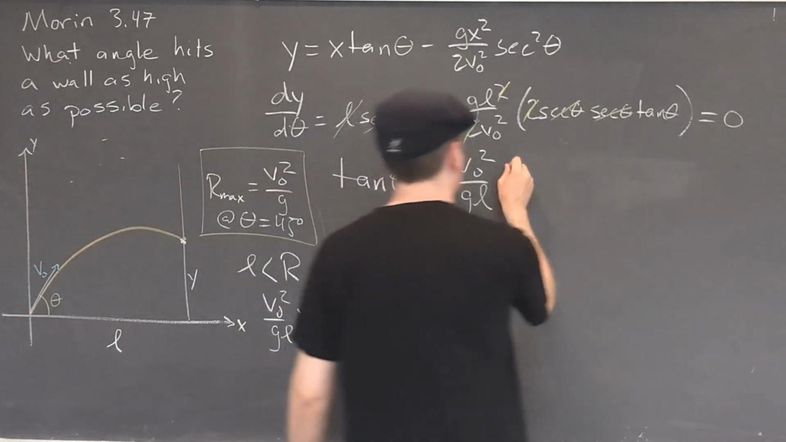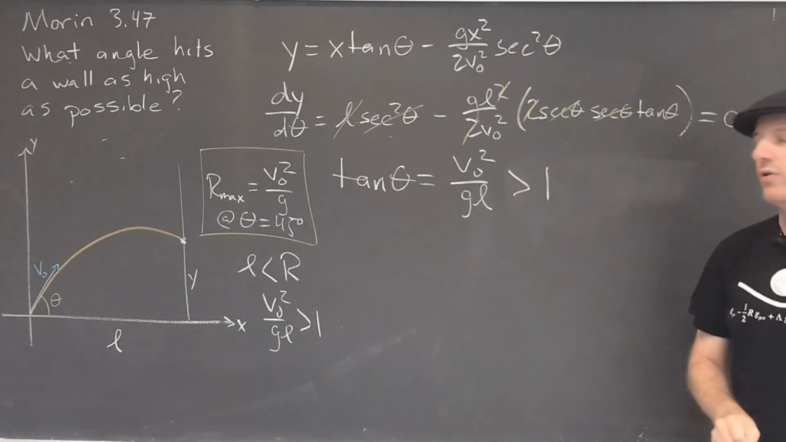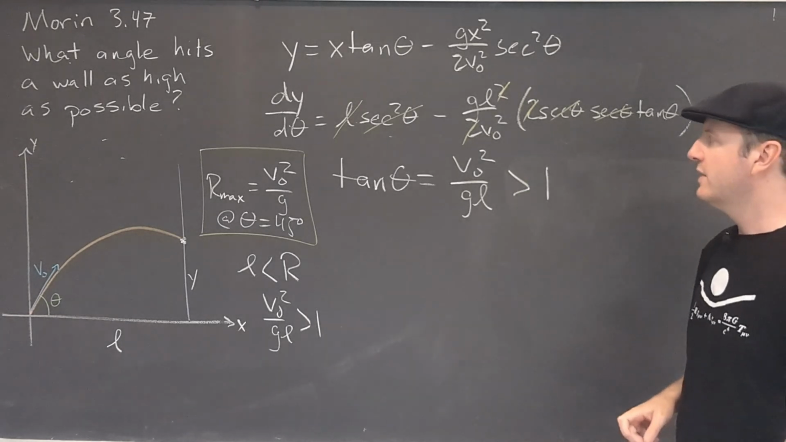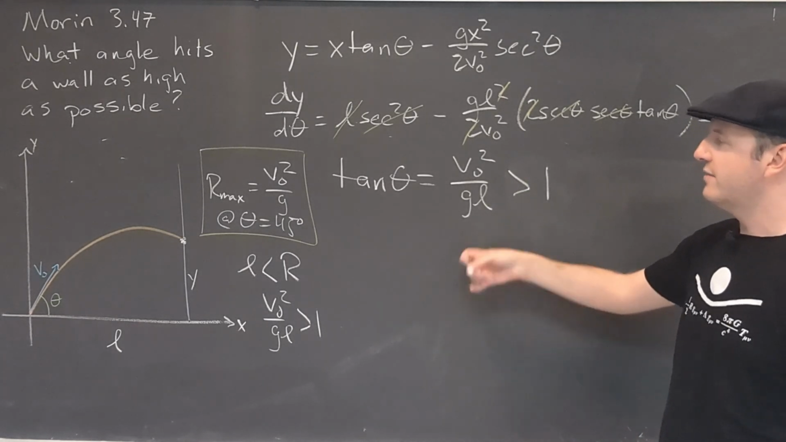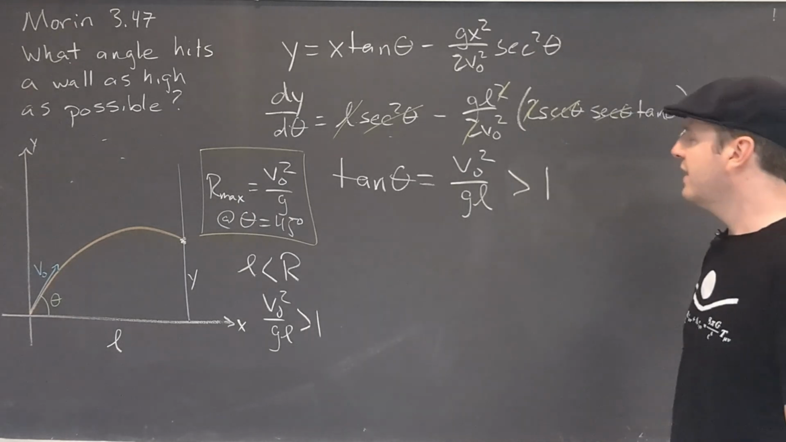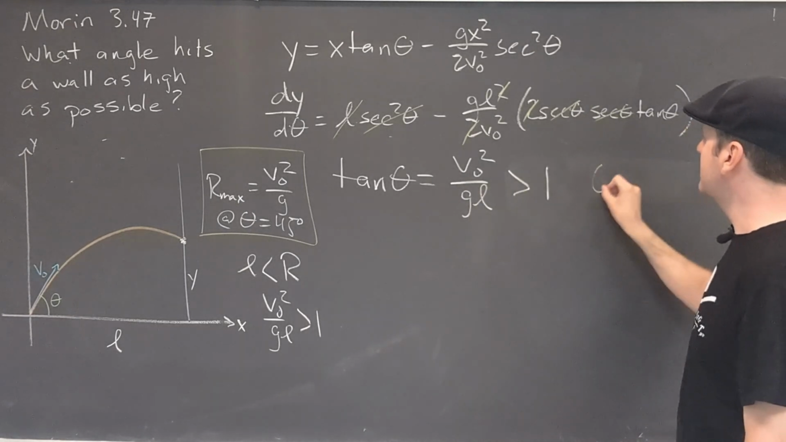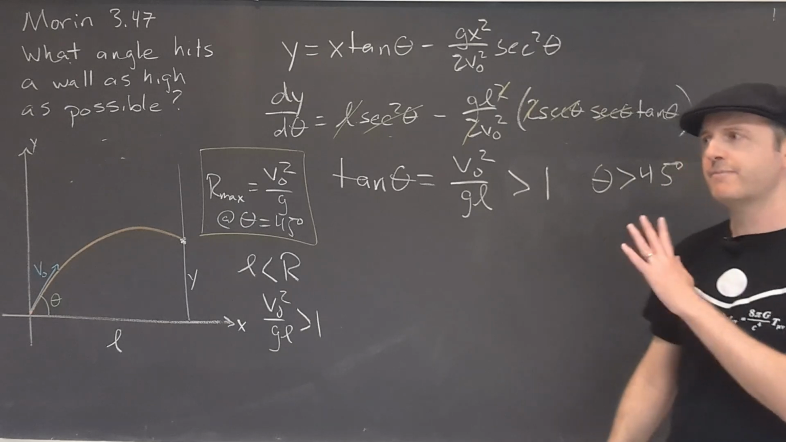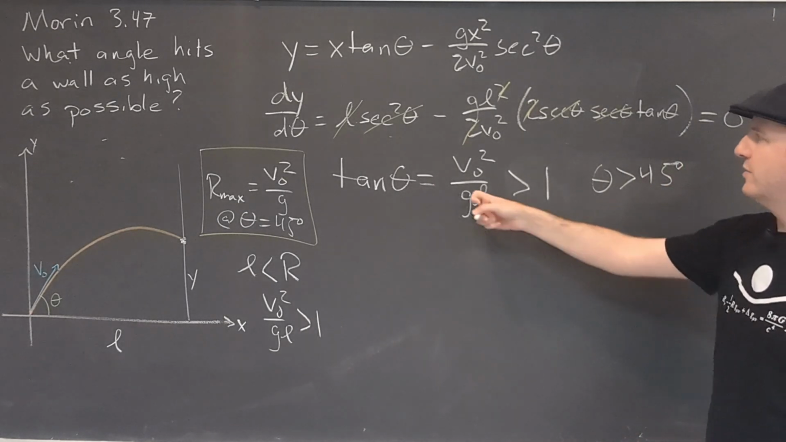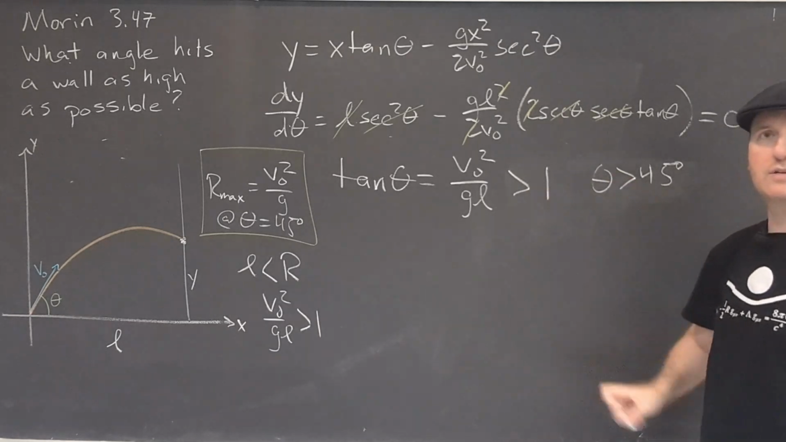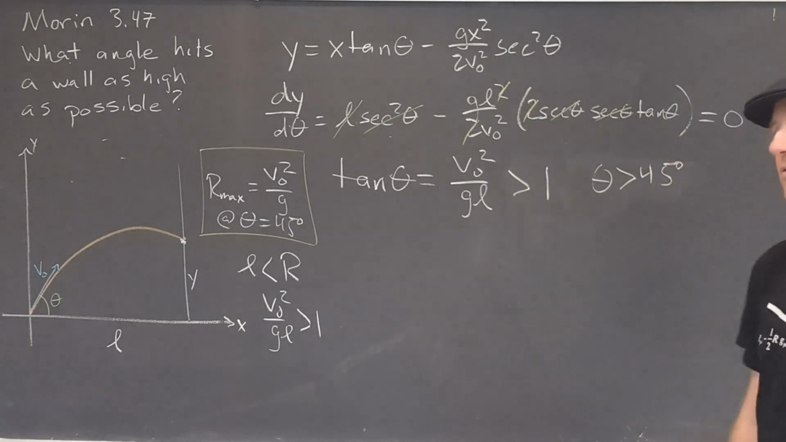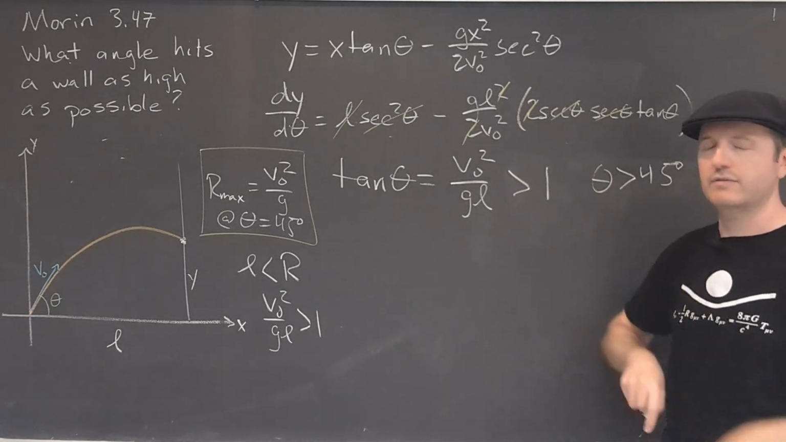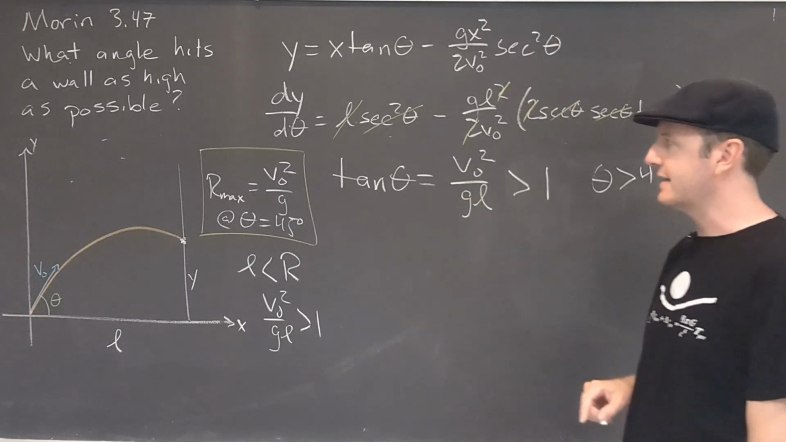In other words, the tangent of this angle does need to be greater than 1, or else you just won't even hit the wall, let alone hit it as high as possible. So there is a constraint on the value of L that'll make this work at all. And because this is greater than 1, that actually tells us that theta itself has to be bigger than 45 degrees. Tangent is an increasing function, it's monotonic on the interval we're interested in. And so if tan theta is greater than 1, then the arctangent also has to be greater than the arctangent of 1, which is 45 degrees. So we do have to aim a little above that maximum range angle to maximize the height here.